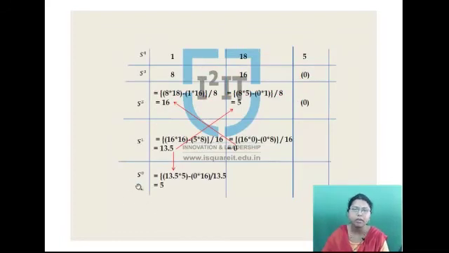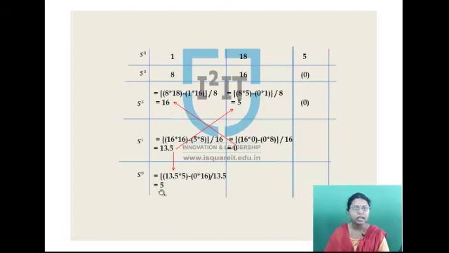So this is the s to the power 0 row. The element here will be calculated based on the s to the power 1 row and the s squared row. So how to do that? Again the same diagonal multiplication. 13.5 into 5 minus 0 into 16, and this entire divided by 13.5. So this entire calculation comes out to be 5.